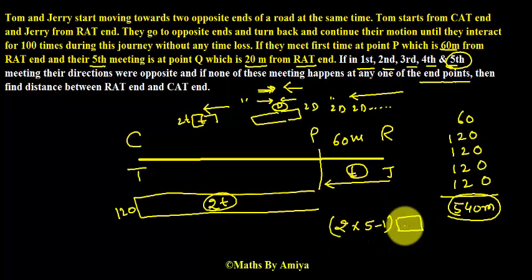Here we are working on a distance. This is nothing but 60. So this is 540 meter. So Jerry covers total 540 meters in the 5 meetings. And we know this is the perfect meeting condition, direction opposite. No meeting happens at the end point. So we can say Jerry covers exactly 4 rounds and in the 5th round they meet for the 5th time.